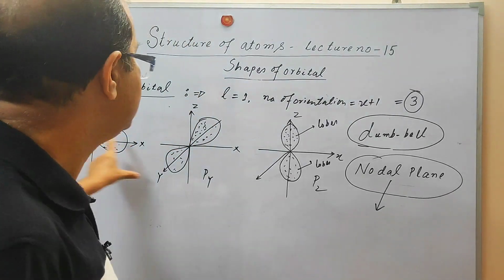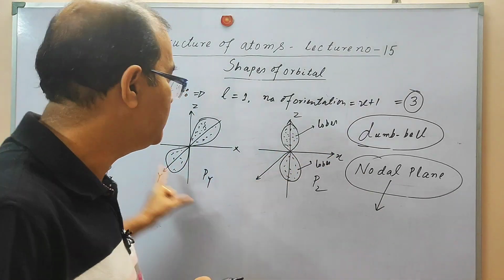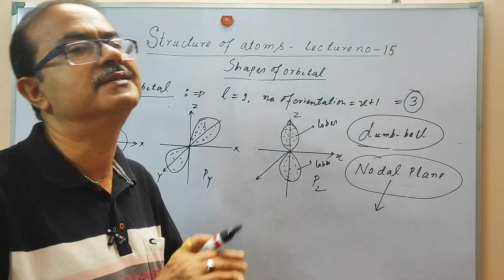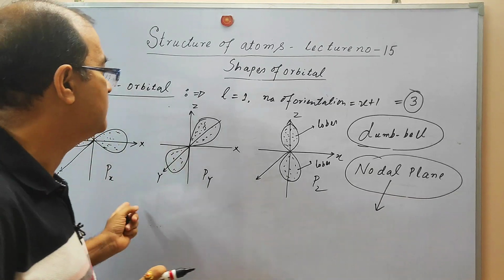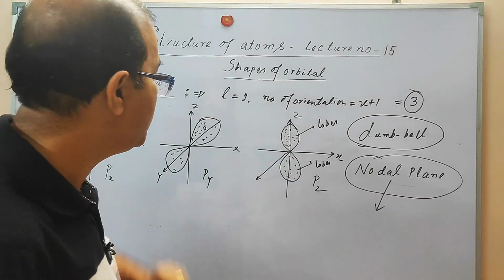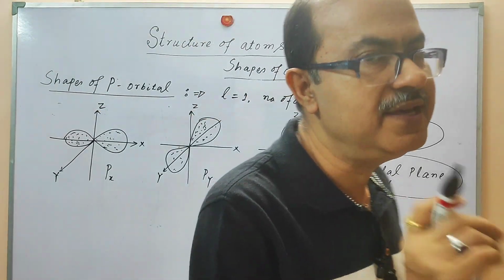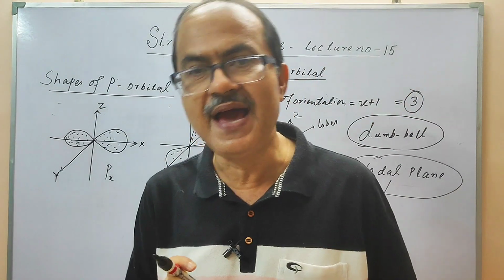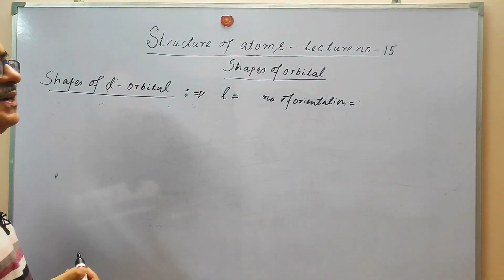So you can understand this is the shape of the p orbital, and its shape is the same, its energy is the same, only the orientation is different. One is oriented in the x direction, another in the y direction, and another in the z direction. And similarly, just like the s orbital, you will find the size increases as the principal quantum number increases. Now, what is the shape of the d orbital?